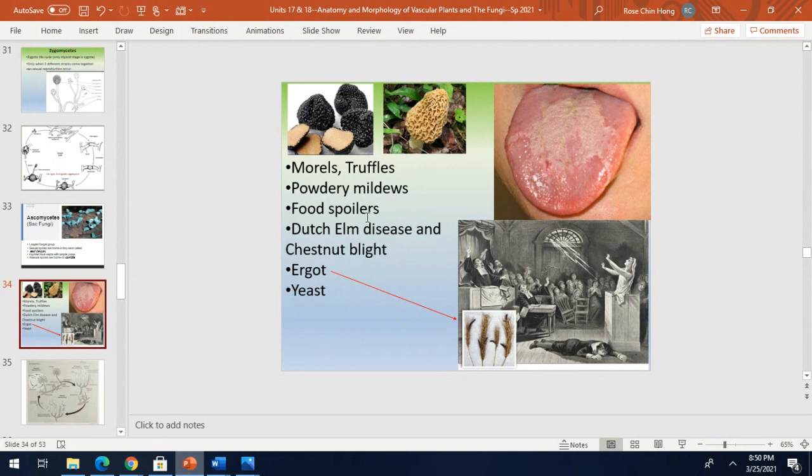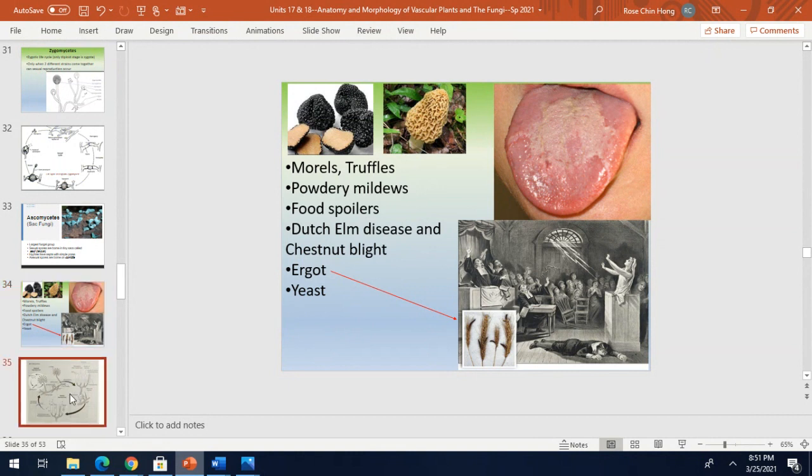So you get all these things. They are food spoilers. So if you leave food out for a while, they will get moldy and fungal growth and all that stuff. And it can cause really bad problems, I guess it can kill, and also can cause all kinds of other issues. Dutch elm disease, which means they're killing off all the elm trees, like in the States, and also they have chestnut blight. Yeast is also an ascomycota.